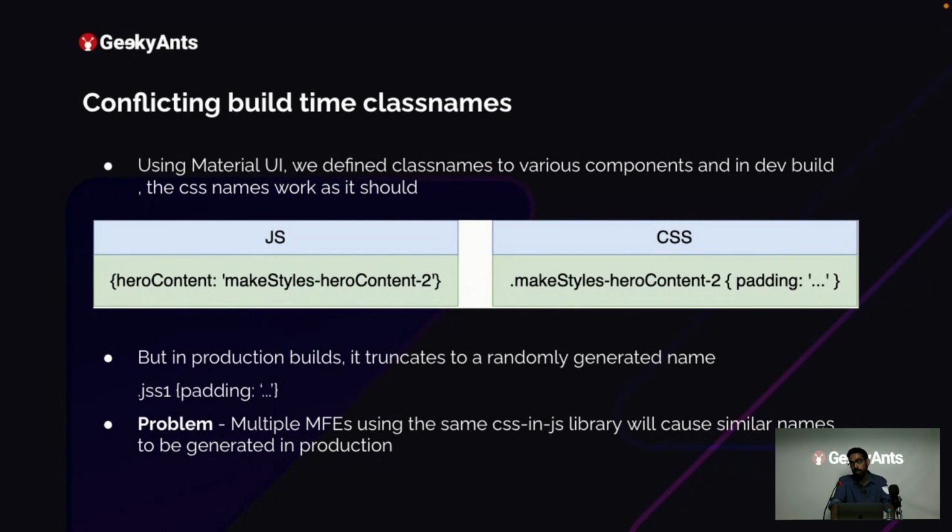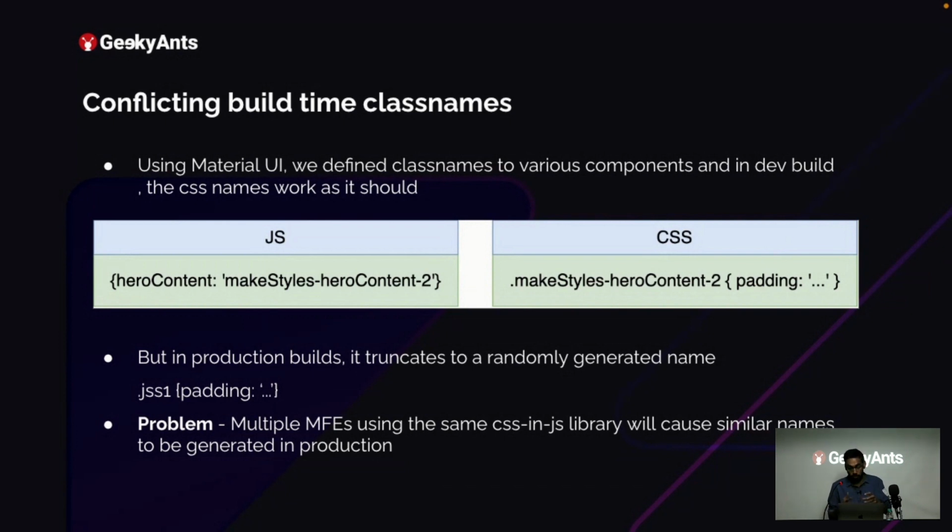But in a production build, it tries to save a lot of space. This long name, .makeStyles-heroContent-2, is too long for it. So it randomly generates strings which it assigns to those specific styles that you've defined, like for example whatever your padding is. For example, it defines .jss1 as padding 8. Now the problem is multiple MFEs are using the same library, and in the production build, all of them are creating multiple .jss1. One of them has a padding, one of them has a border, another has a specific height.